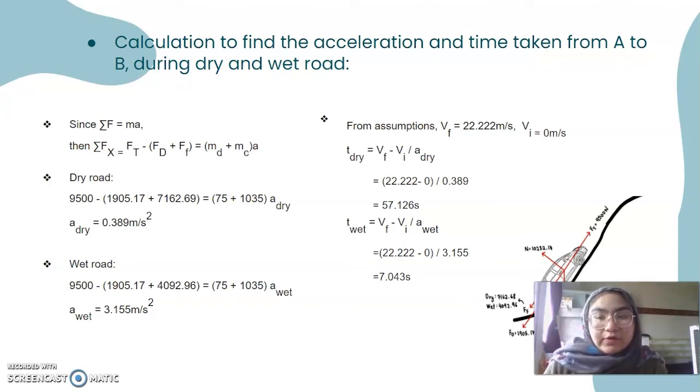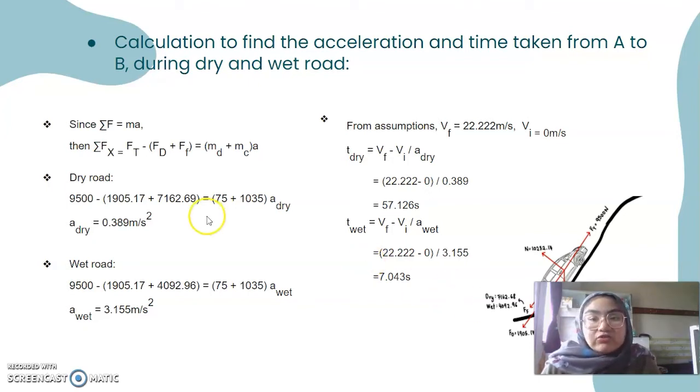Okay, we know that force equals ma, so we want to find the Fx. As we can see from the free body diagram here, Fx is equal to thrust force minus the summation of drag force plus frictional force, and also equal to mass of car plus mass of driver times acceleration. So we can use the formula to find the acceleration during both conditions of the road, but we just need to change the frictional force according to the road condition.